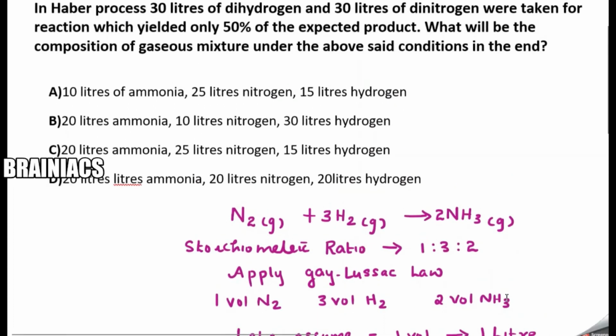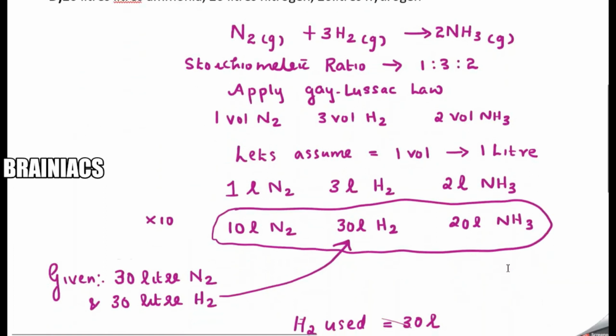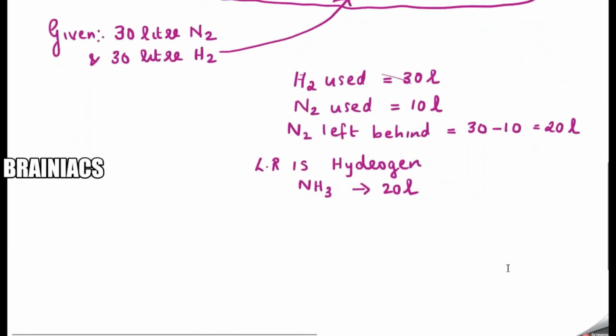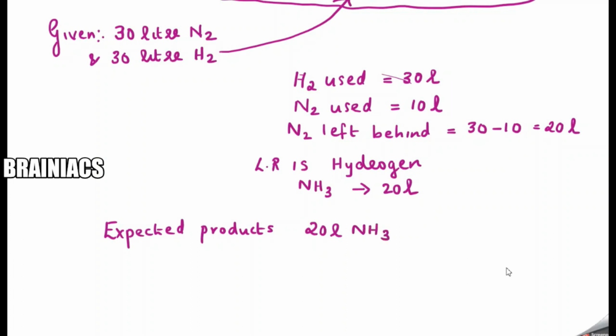But they are telling one important point here. They told even though they have taken 30 liter of dihydrogen and 30 liter of dinitrogen, the reaction yielded only 50 percentage of the expected product. Now we know what is the expected product. I will write expected. Expected product is what? Tell me. So if you see, the expected product is 20 liter ammonia, correct. This is my expected product, 20 liter ammonia.